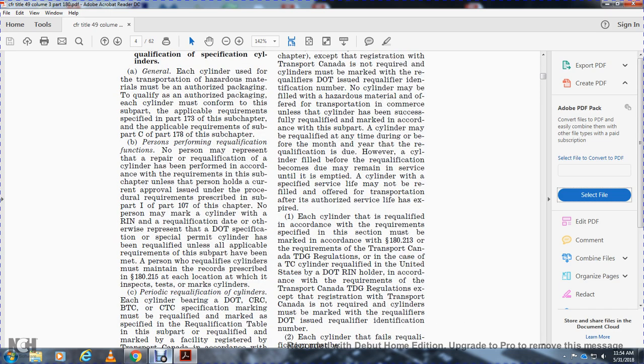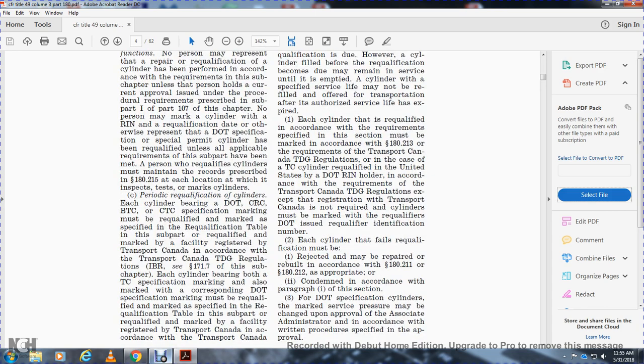A person performing requalification functions: no person may represent that a cylinder has been requalified in accordance with the requirements of the subchapter unless the person holds a current approval issued by the Associate Administrator under the procedural requirements prescribed in Subpart I of Part 107 of the subchapter. No person may mark a cylinder with a RIN or requalification date, or otherwise represent a DOT specification or special permit cylinder as requalified, unless the applicable requirements of this subpart have been met. A person who requalifies cylinders must maintain the records prescribed in 180.215 of each location, including inspection, testing, and marking of cylinders.